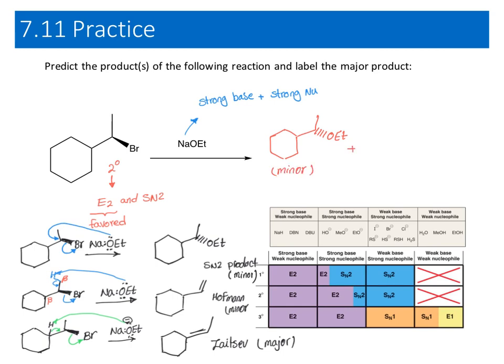Then we are gonna form the Hoffman product, which is also minor, and the Zaitsev product, which is a major product. So Zaitsev is the more substituted alkene. So this is how we can use these charts to figure out the product for a specific reaction.